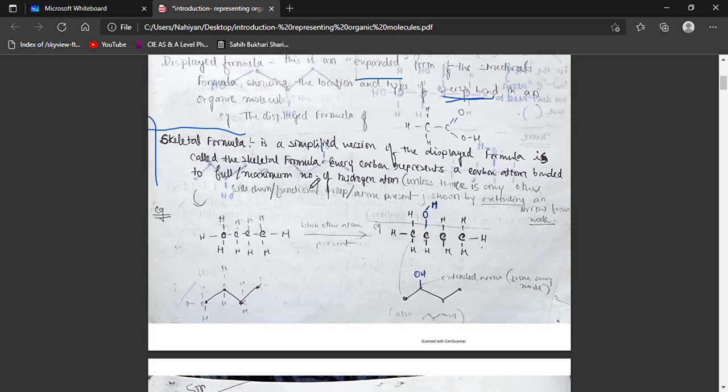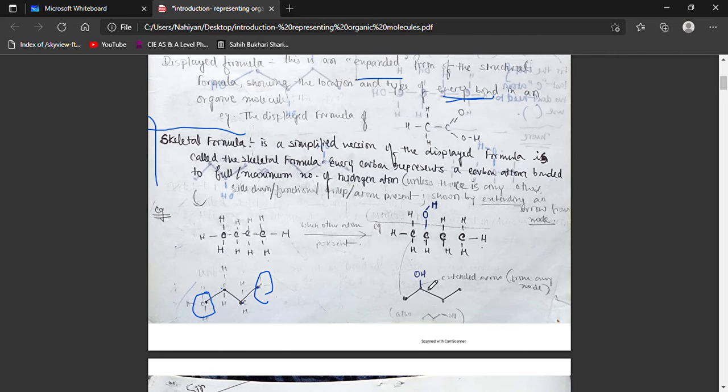Each kink is a carbon, each bend, each corner is a carbon, and we consider that they are totally surrounded by hydrogens. So here is a carbon, here is a carbon, here is a carbon, here is a carbon, and they're surrounded by the maximum number of hydrogens, unless there is something else.